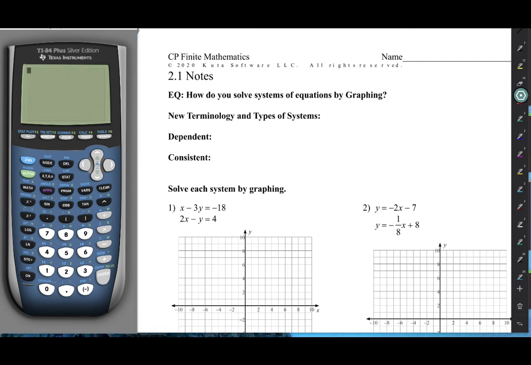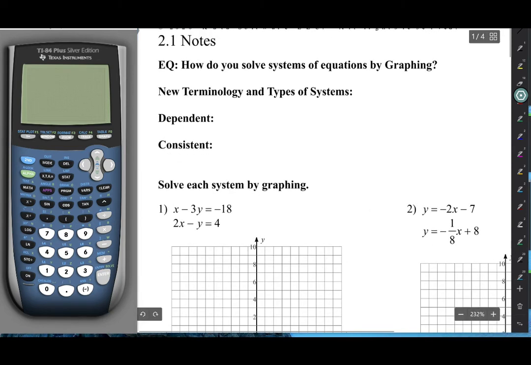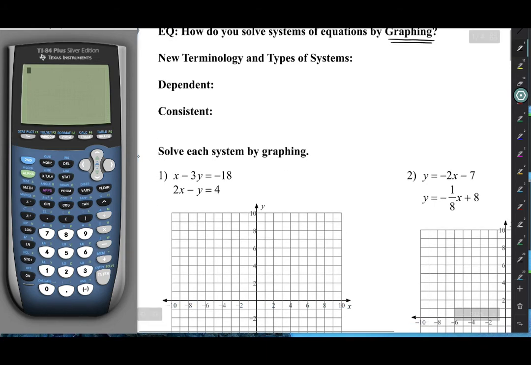Welcome to lesson 2.1. We are getting into systems of equations, and today we're going to be solving them by graphing. It's our first method to solve them. A graphing calculator can be helpful, and we'll just get on into these new problems.